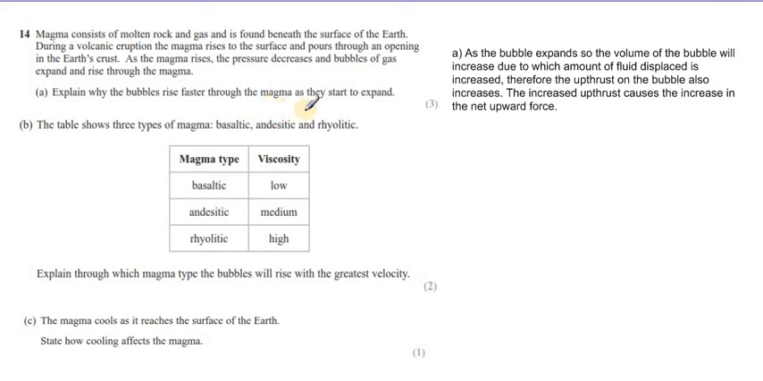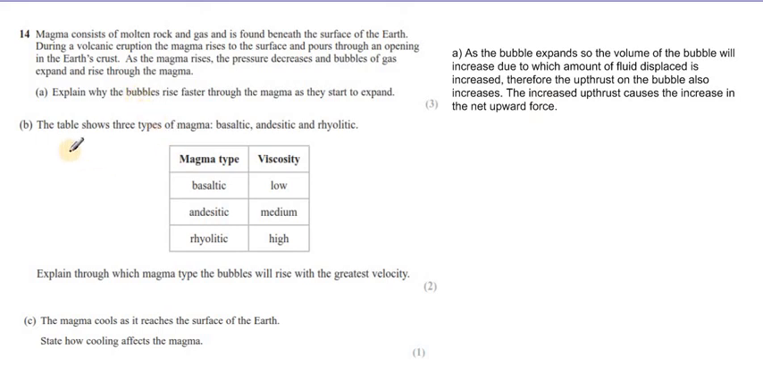So you can write: as the bubble expands, the volume increases, the amount of fluid displaced also increases, therefore upthrust increases, creating a greater net resultant force in the upward direction. So due to the increase in net upward force, the speed is increased.